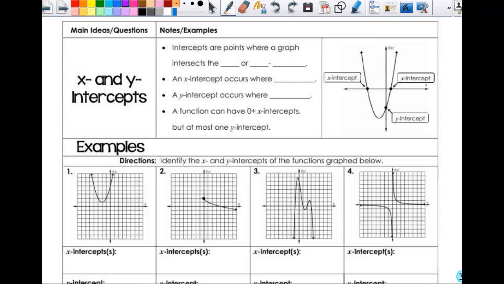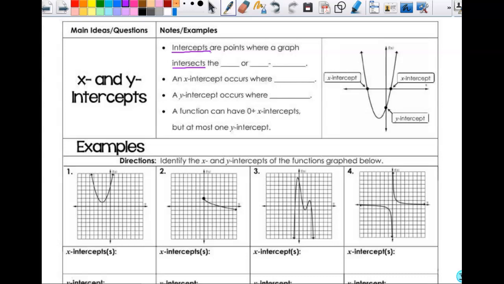Okay, so we're going to talk about X and Y intercepts. Those should definitely not be brand new to you. You have no room for getting the X and Y axis mixed up or anything like that. I mean, this is pretty basic here, guys. So intercepts are points where the graph intersects. So make sure you understand the difference between those two words. Intercepts and intersects, those are two different words.